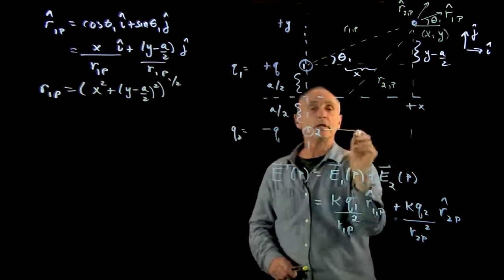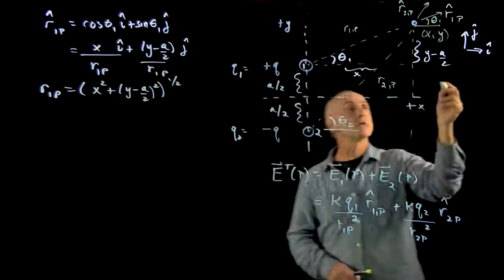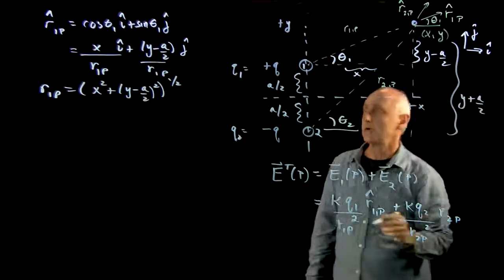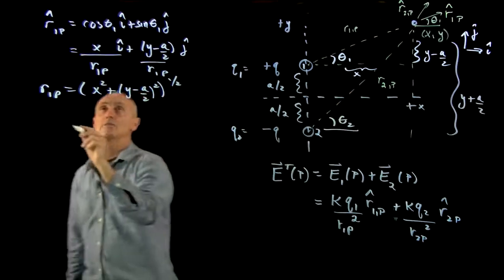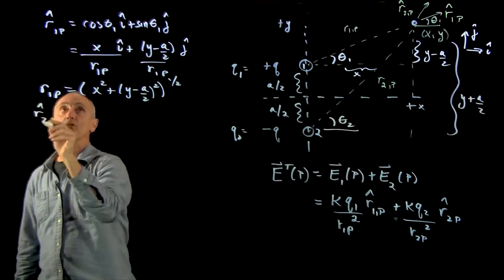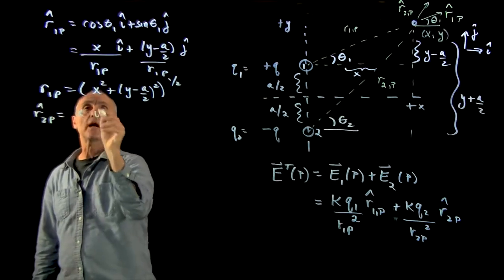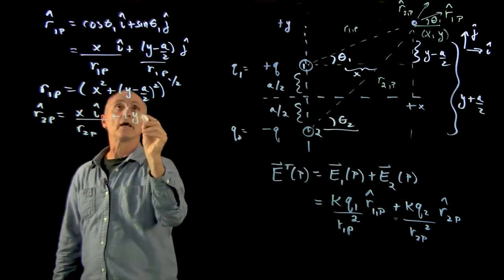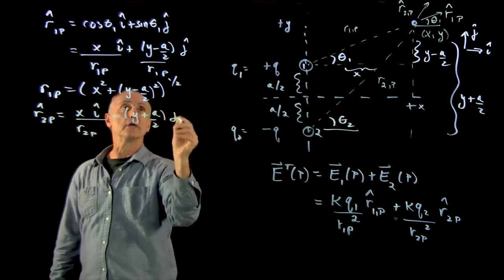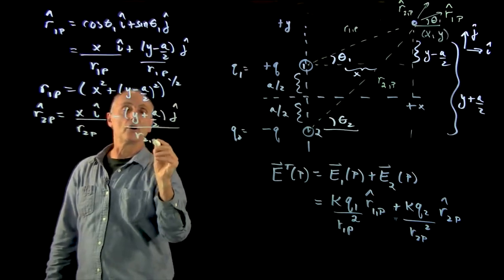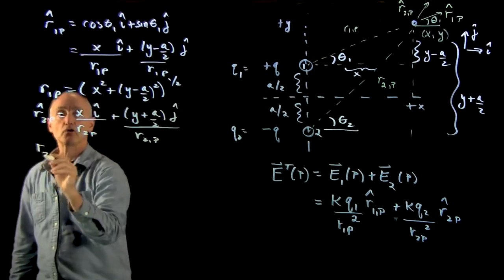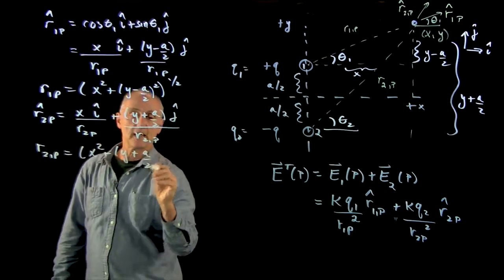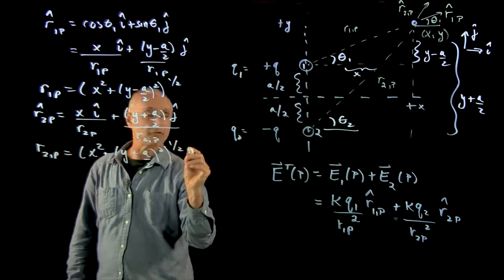Now, when we look at the other one, theta 2, the argument will be very similar. This is y plus a over 2. That will be the only difference. And so I can write out that r hat 2P is equal to x i hat over r2P plus y plus a over 2 j hat over r2P, where r2P is equal to x squared plus y plus a over 2 squared to the 1/2.